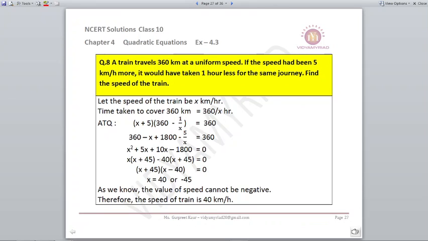Open the bracket and you will get an equation x square plus 5x minus 10x minus 1800 equal to 0. We can find the factors over here, which come out to be (x plus 45)(x minus 40). That means x is either 40 or minus 45. Since the speed cannot be negative, we can say the speed of the train is 40 km per hour.